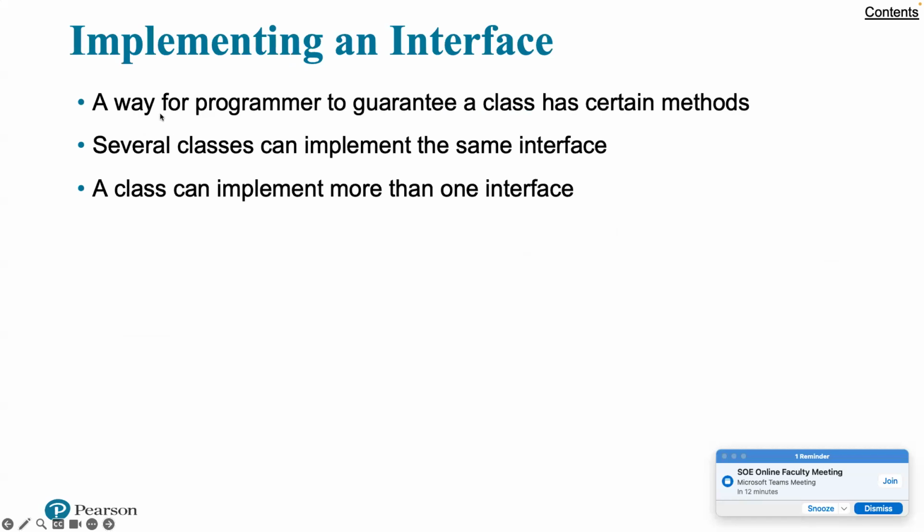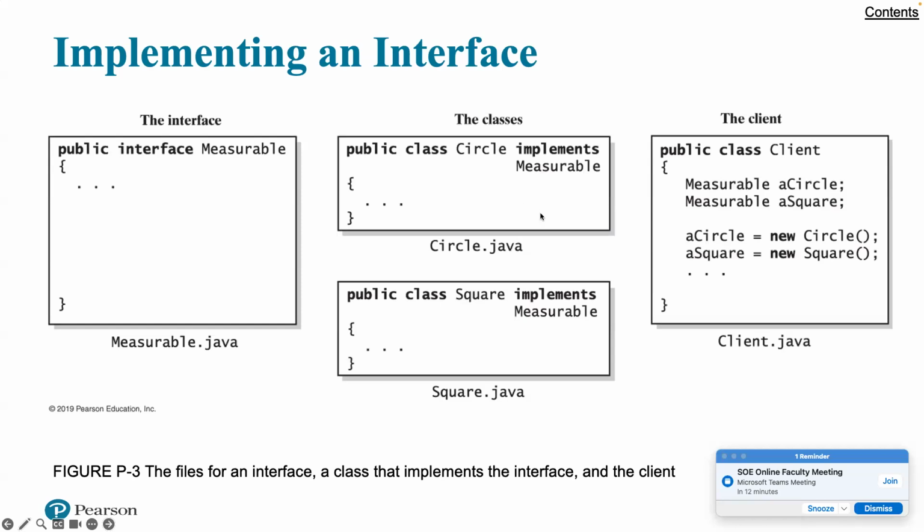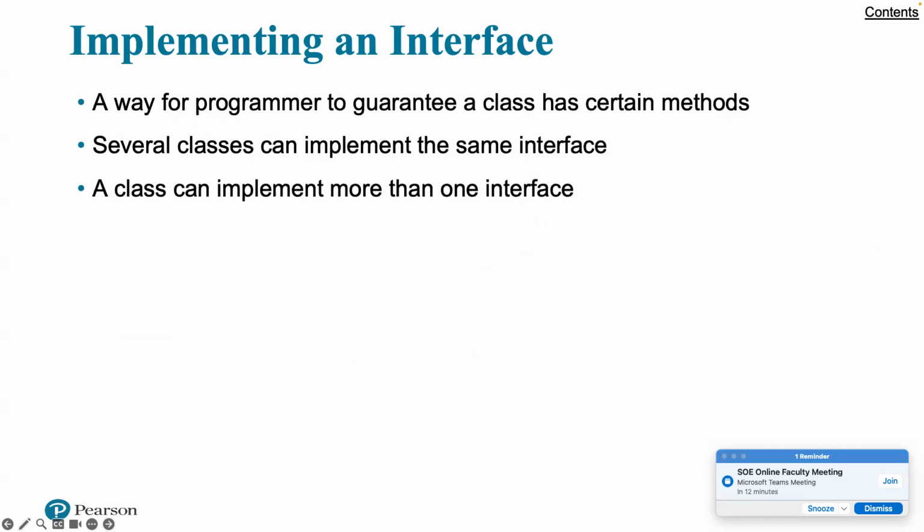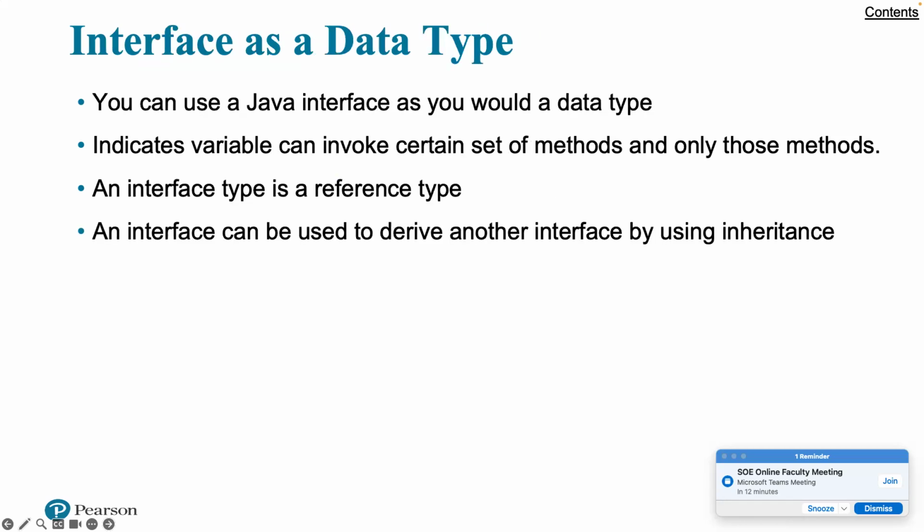So implementing an interface is a way for programmers to guarantee a class has certain methods. I've mentioned that. Several classes can implement the same interface. We saw this in this chart here, with circle and square. A class can also implement more than one interface. We haven't seen that yet, but that is something that is possible. Then you have to implement all of the methods from all of the interfaces if you have two or more. And when you compile, Java is going to be validating that and helping you figure that out.